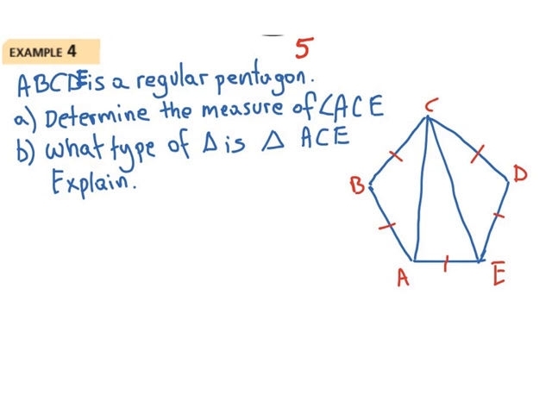So I'm going to show you where ACE is. It's right there. That's what we're looking for. And what type of triangle is triangle ACE? Question. And we're going to explain why. So we're looking for this angle first, the ACE angle. Right now, there's not a single angle in this pentagon whatsoever. We don't know what these angles are.